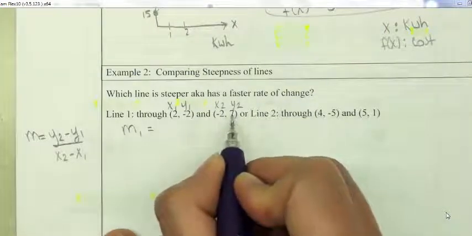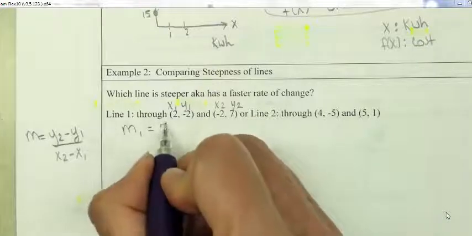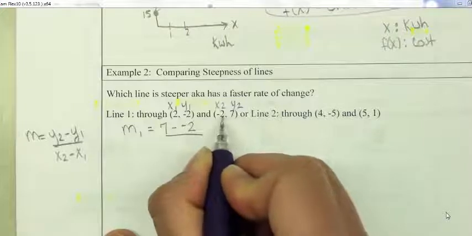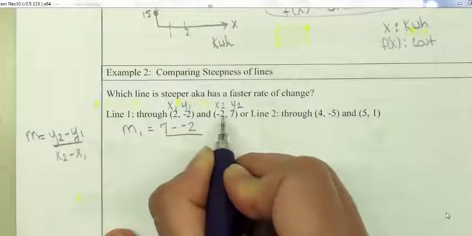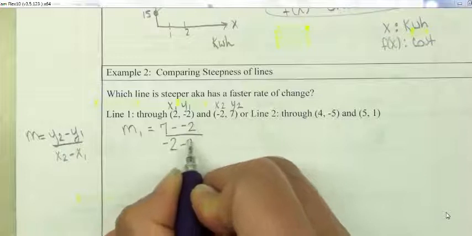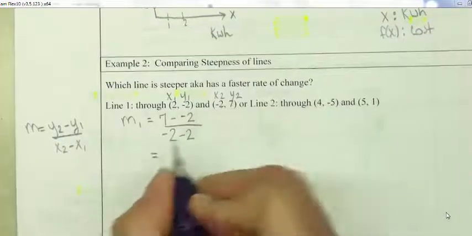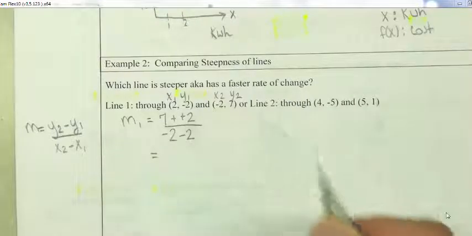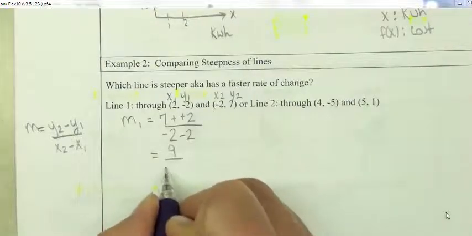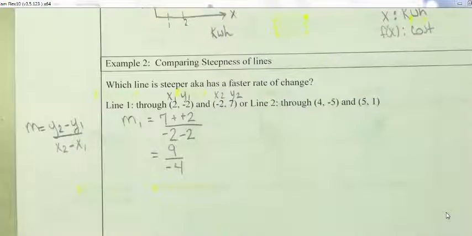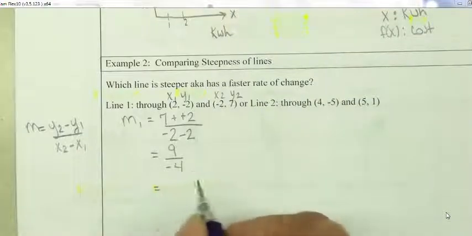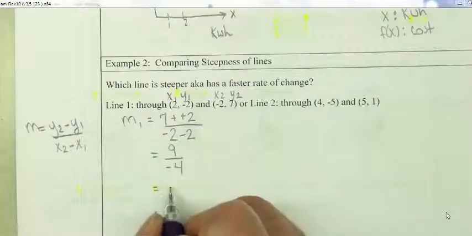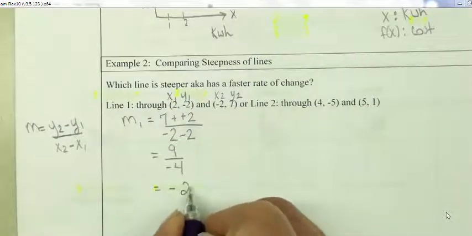So I'll go y2, and I'll minus y1. So it's 7 minus a negative 2. And then change in the x's, start with the same one, same exact point. So negative 2 minus 2. Let's see. So this is going to end up giving me 7 minus negative 2 is 7 plus 2, or 9, over negative 4. All right, well, 4 goes into 9 2 times with 1 left over, right? So it's negative 2 1/4.